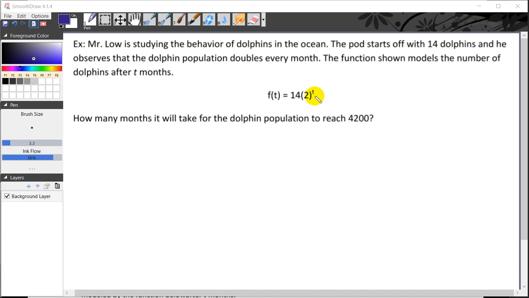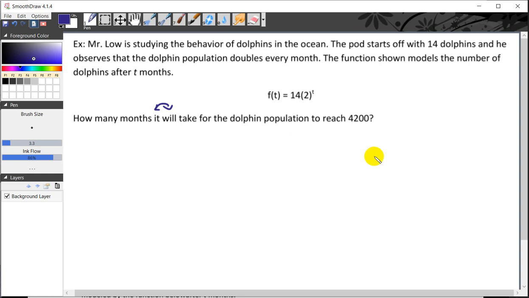So the variable would be t. Now how many months, did I misspell that? How many months will it take? Okay, I'll change that later. How many months will it take for the dolphin population to reach 4,200?